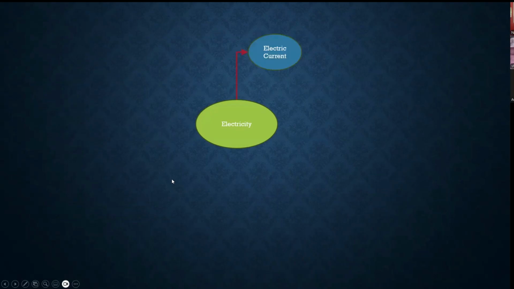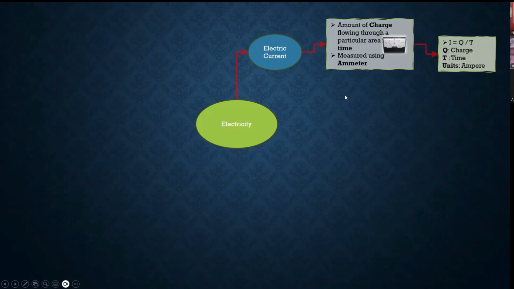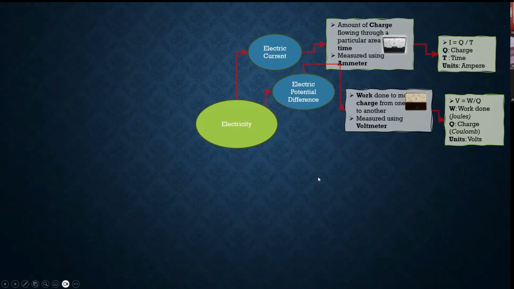Okay, for electricity, we have covered current electricity. We have seen the definition. We have seen that it is the flow of charge flowing through the unit area in a given time. It is measured using ammeter. Then we have seen the formula for current. Then we have seen electrical potential difference. It is the work done to move the unit charge from one point to other. It is measured using voltmeter. And this is the formula for voltage, work done by charge.